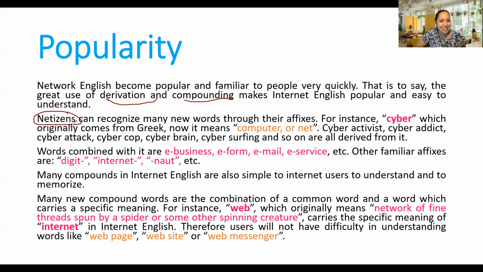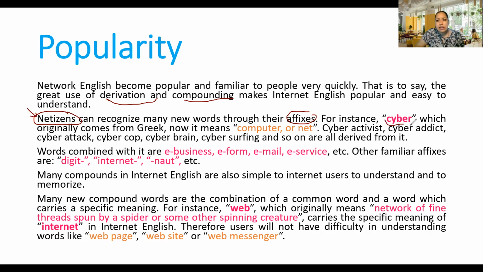Netizens, citizens of the net, of the network, of the internet, people that spend a lot of time on the internet and creating things through the internet. So those are the netizens. And a lot of you have become netizens by now. And I have to say, yeah, me, probably, I do spend a lot of time online. So that's the truth. Netizens can recognize many new words through their affixes. I have become one of those.